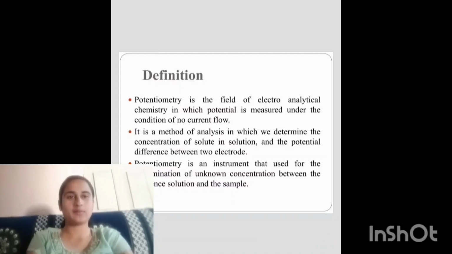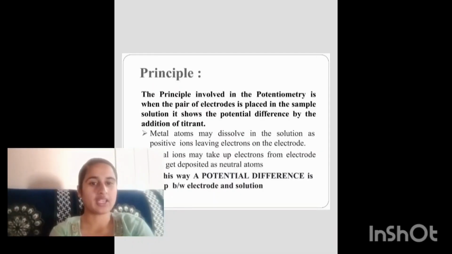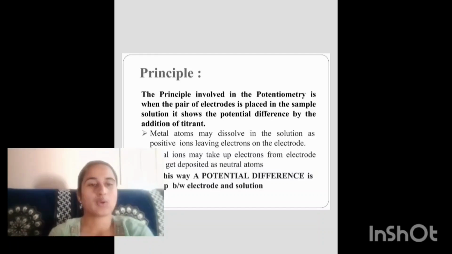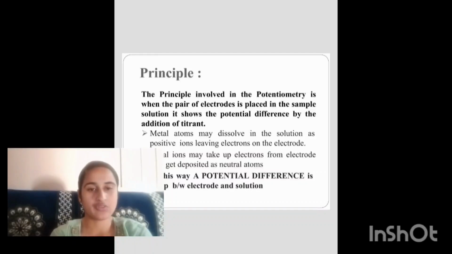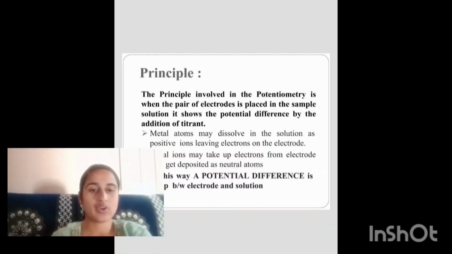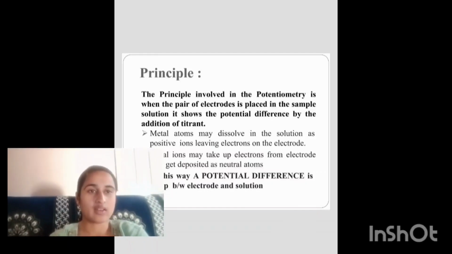and the sample. Involved in potentiometry, a pair of electrodes is placed in a sample. The solution shows the potential difference by the addition of the titrant. Metal atoms may dissolve in the solution as positive ions, leaving electrons on the electrode. Metal ions may take up electrons from the electrode and get deposited as neutral atoms. In this way, a potential difference is set up between the electrode and the solution.